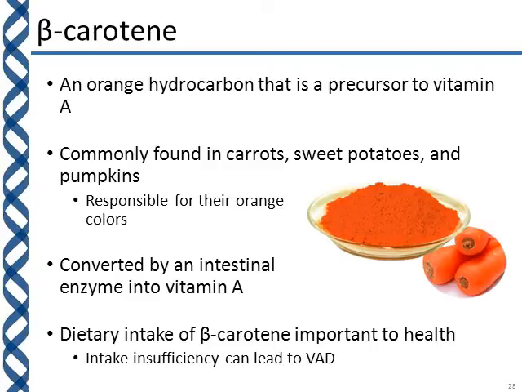Beta-carotene is an orange hydrocarbon that is a precursor to vitamin A. It is commonly found in carrots, sweet potatoes, and pumpkins. This is responsible for their orange colors. Beta-carotene is converted by an intestinal enzyme into vitamin A, and the dietary intake of beta-carotene is important to health, with intake insufficiency leading to a vitamin A deficiency.